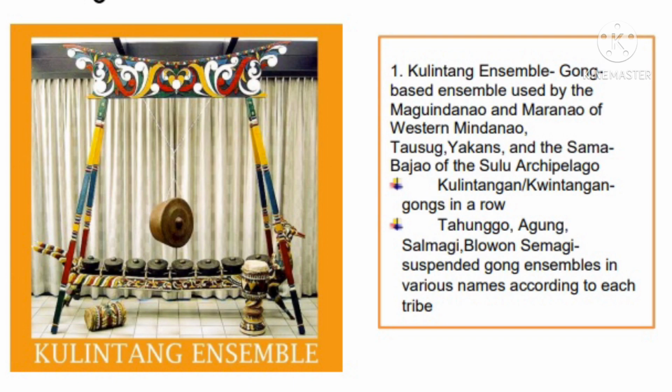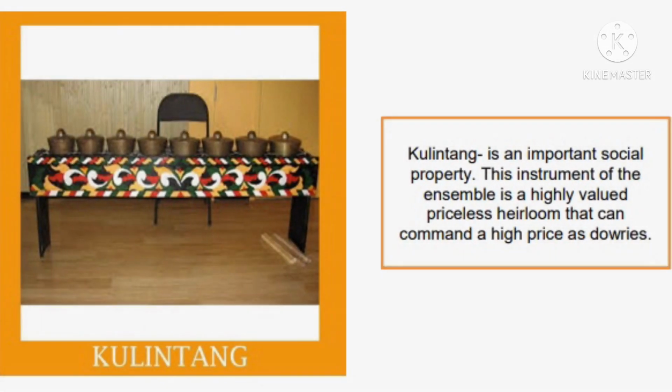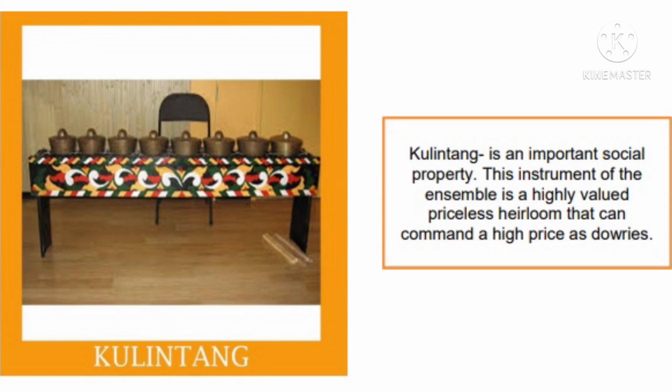This is also called as the Kulintangan, Kwentangan, Gongs in a row, Tahunggo, Agung, Salmagi, Blowon, Simagi, Suspended Gong, and Psalms in various names according to each tribe. And now we have the Kulintang alone. It is an important social property. This instrument of the insam is a highly valued, priceless heirloom that can command a high price as dowries.